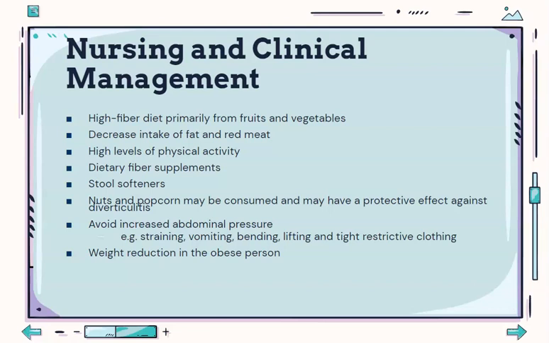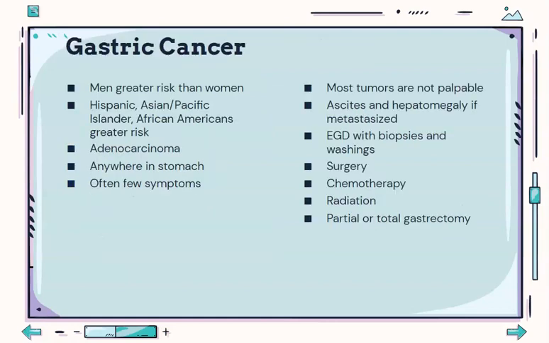Nuts and popcorn, they can be eaten, but eaten with caution. They can actually have a protective effect against the diverticulitis. We don't want situations of increased intra-abdominal pressure, so straining, vomiting, bending, lifting, restrictive clothing. And then if obesity is a component, trying to support weight loss can be important as well.